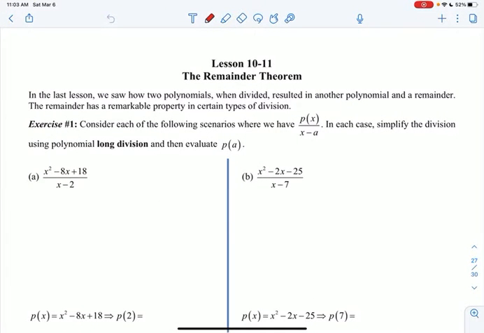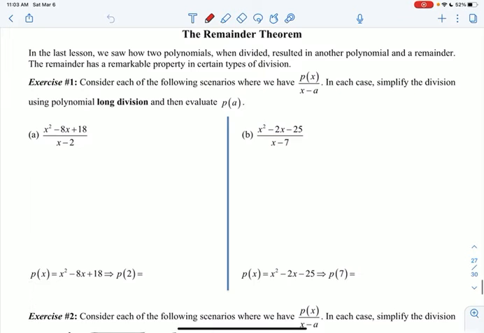Hi, Algebra 2. This is Unit 10, Lesson 11, and today we're going to talk about the Remainder Theorem. So in the last lesson, we talked about polynomial division, and in this case, we're going to do the same thing. We'll do it with long division, we'll do it with synthetic division, and we're going to get a remainder each time. All right, so let's do long division.